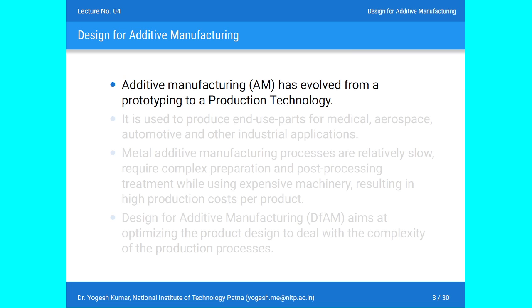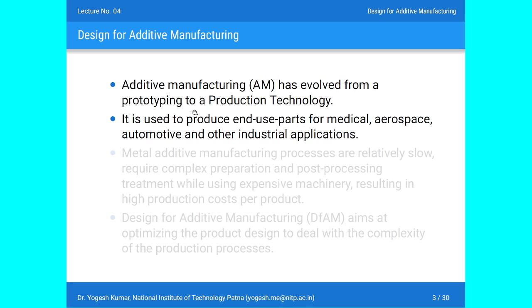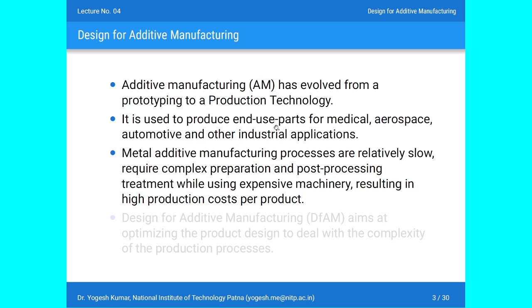Okay. So till now, based on the discussion which has already taken place, you are aware that additive manufacturing has evolved from rapid prototyping to a production technology. It is used to produce end use parts for medical, for aerospace industry, for automotive industry, as well as other industrial applications.